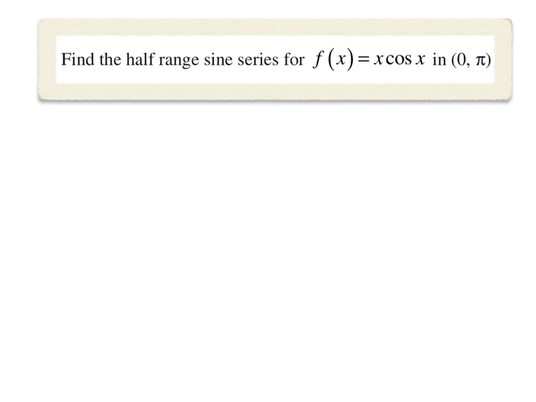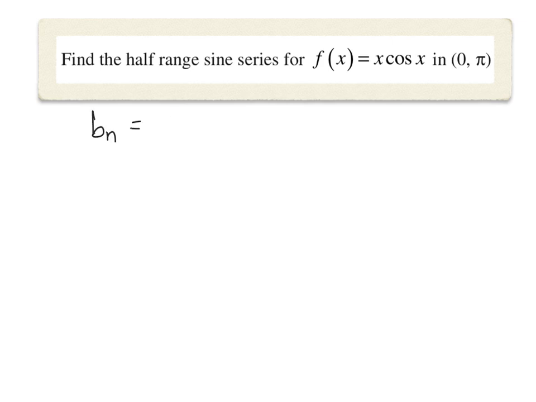Now let us take the problem. Find the half-range sine series for the function f of x equal to x cos x in the half interval 0 to pi. So what we have to find? Half-range sine series. For that we have to find Bn.